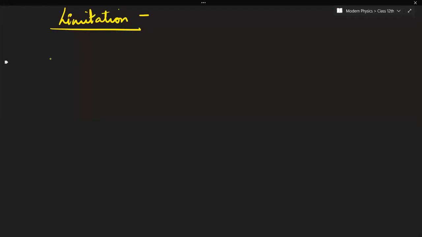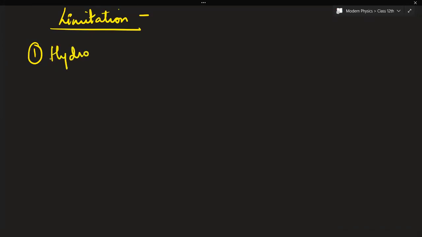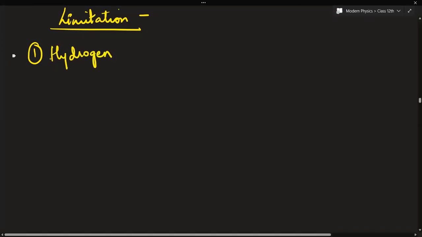Now see, the first limitation of Bohr's theory. Continuously I was saying Z is equal to 1 for hydrogen. So the limitation is that it is applicable for hydrogen and hydrogen-like atoms only. Hydrogen-like means single electron atoms. So what about the atoms that have more than a single electron? They do not fall in this category. So it's a limitation.